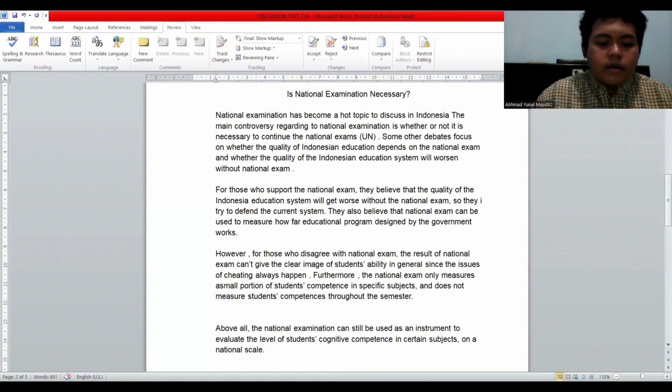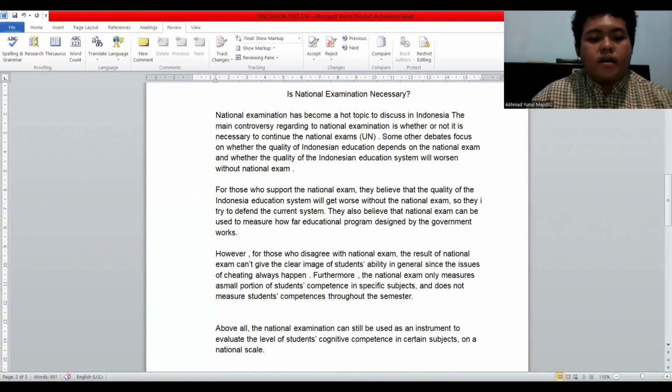Then the last paragraph. The last paragraph is called recommendation or conclusion. Above all, the national examination can still be used as an instrument to evaluate the level of students' cognitive competence in certain subjects on a national scale. According to what was discussed above, the national examination can still be used as a tool to evaluate students' cognitive level in certain subjects on a national scale.